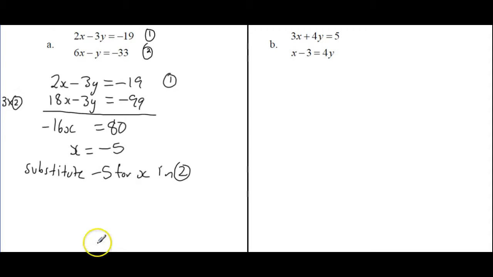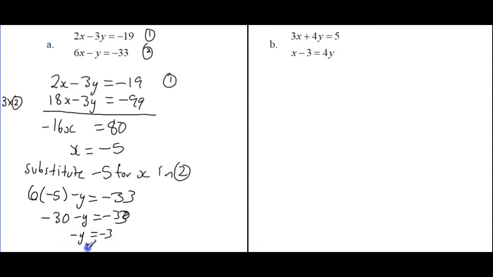Let's scroll down a little. So 6 times negative 5 minus y is negative 33. Negative 30 minus y is negative 33. Whoops. Negative y is negative 3, so y is equal to 3. And the solution is negative 5, 3.